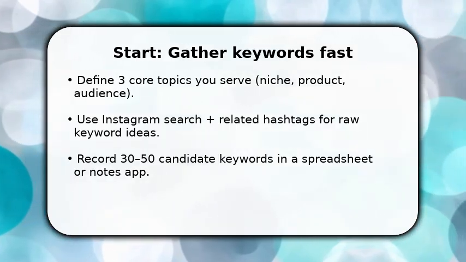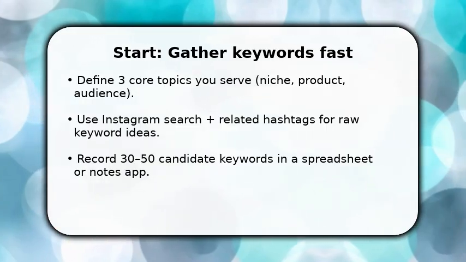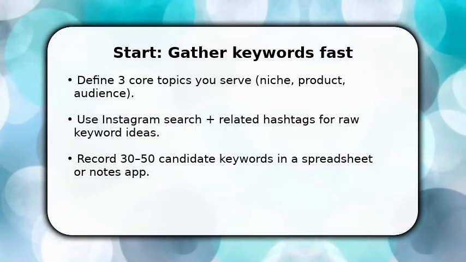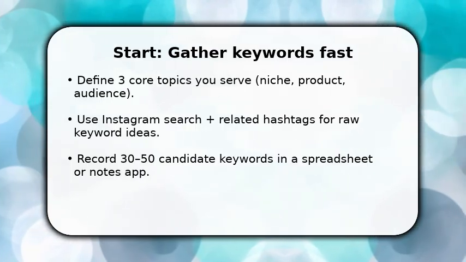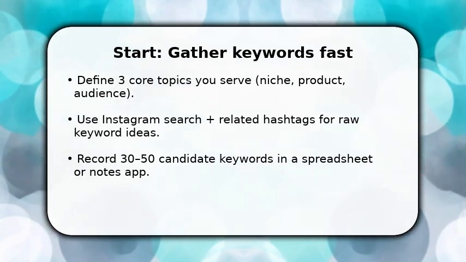Make sure to collect 30 to 50 candidates into a spreadsheet or notes app. Include exact hashtag text, variations, and competitor phrases. This immediate capture prevents lost ideas and gives you the dataset you'll refine in the next step.